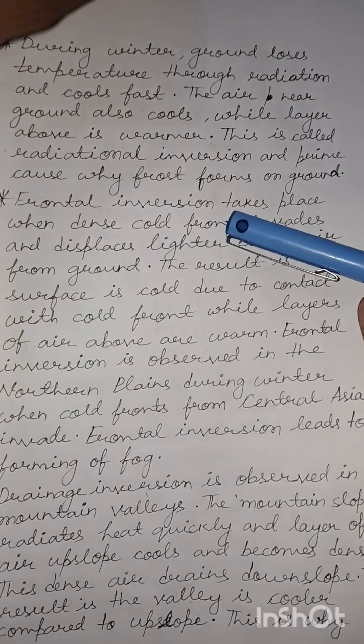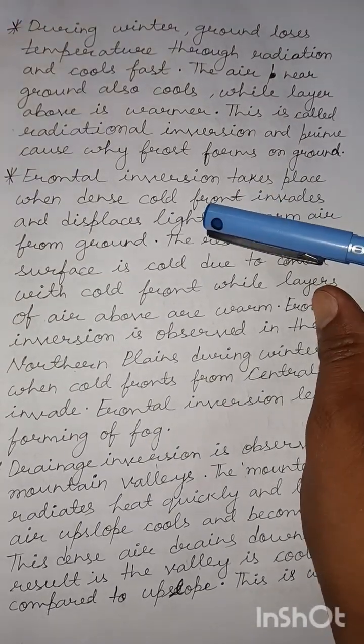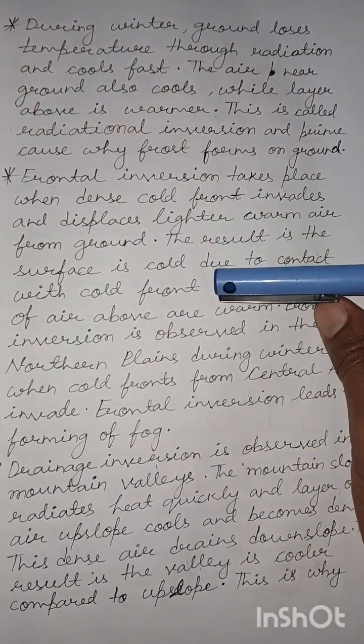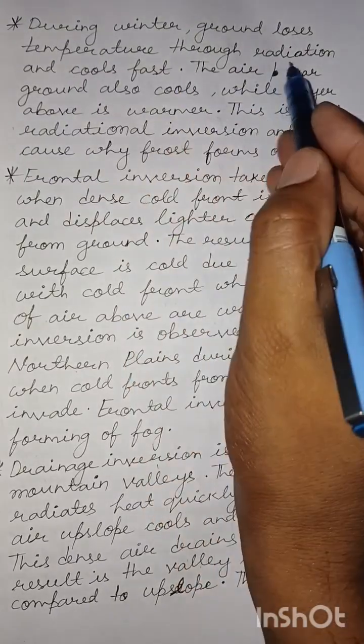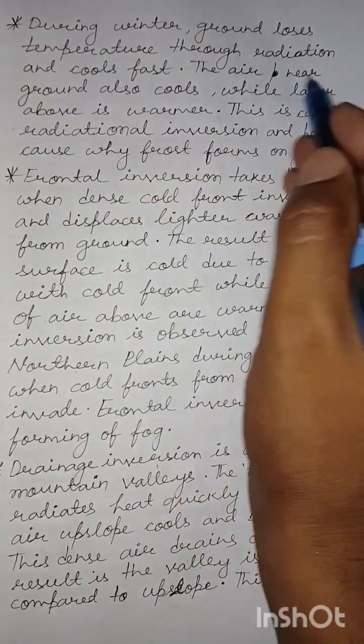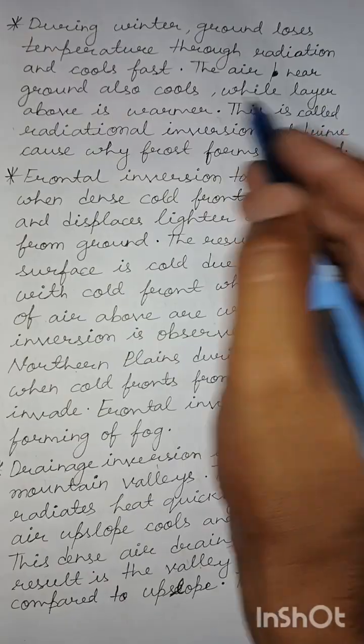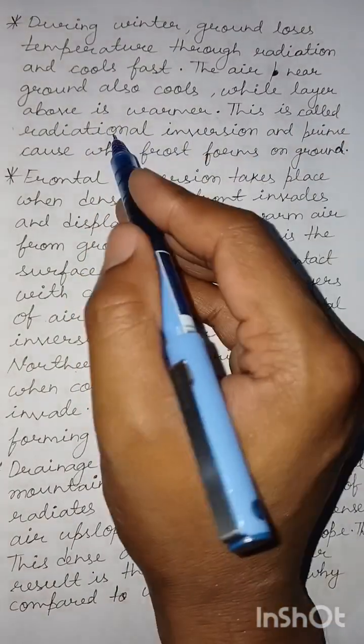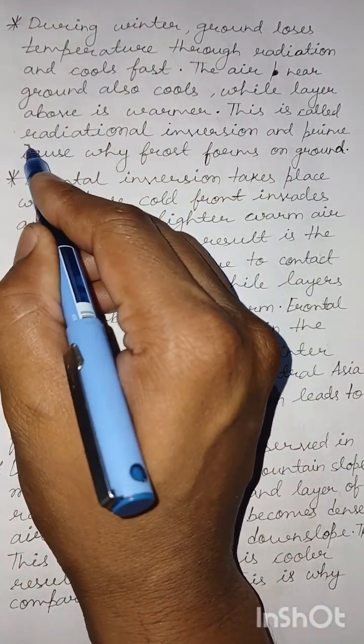Now, discussing these three types of temperature inversion in detail. During the winters, the ground loses temperature through radiation and cools fast. The air near the ground also cools while the layer above is warmer. This is called radiational inversion.